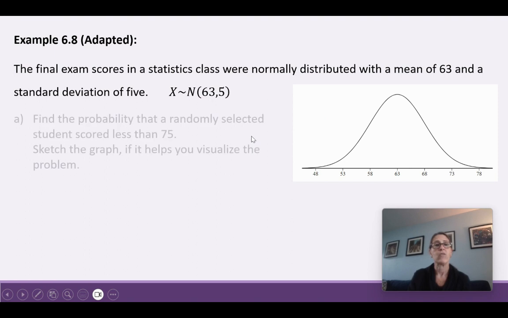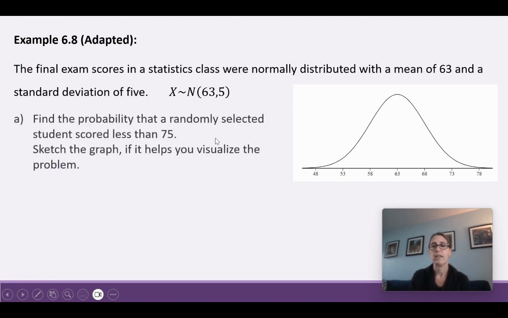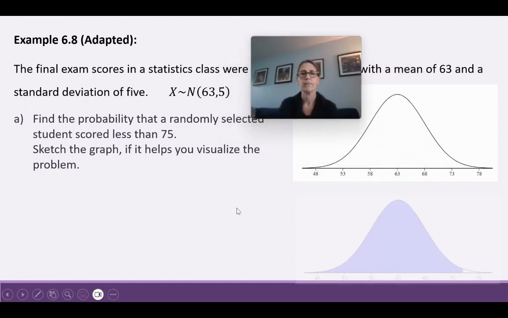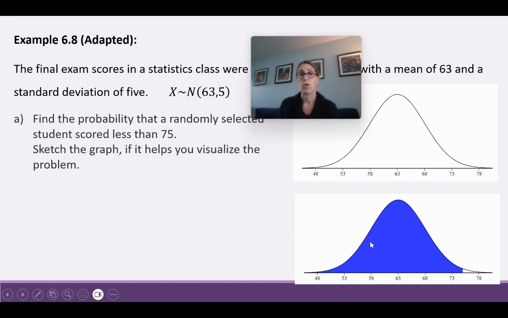And then we are interested in the probability that a randomly selected student scores less than 75. I write on each of these problems, sketch the graph if it helps you visualize the problem and see what you're looking for. So then that would look like this with all of this blue shaded. You can see 75 is over here, and you can see from the graph it's going to be a big probability because it's almost the whole thing.